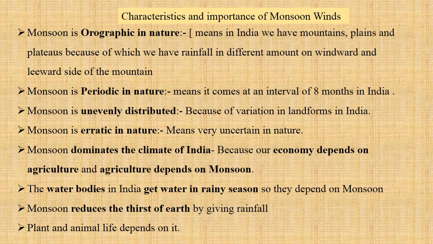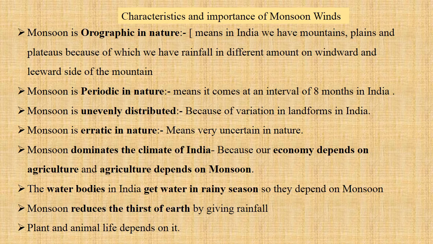The water bodies in India get dry in summer. So in rainy season, the rivers, the lakes, ponds, they all get filled with water. Monsoon reduces the thirst of earth. For 4 months, the earth gets heated due to sun in summer season. In rainy season, that is monsoon season, the earth cools down, and that's why we can say it reduces the thirst of earth. The plant and the animal life depends on monsoon.